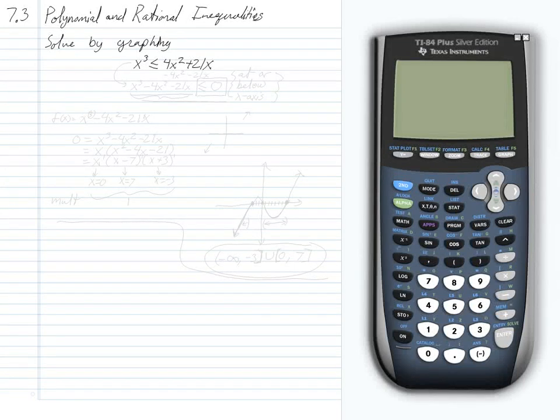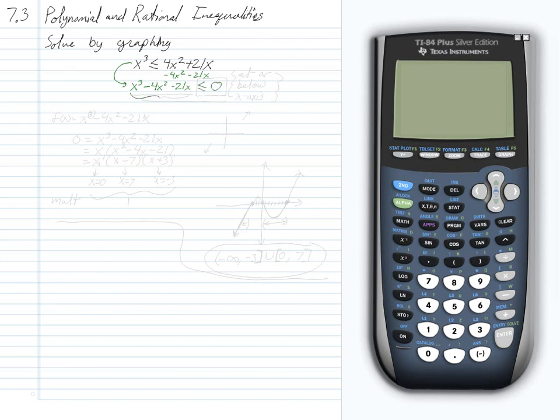Welcome back. Here we'll get a little bit more practice with this graphical approach to solving polynomial inequalities. Here I have another polynomial inequality. Now I say that because if I move everything over to the left, I subtract 4x squared and 21x, I could write this as x cubed minus 4x squared minus 21x is less than or equal to 0.